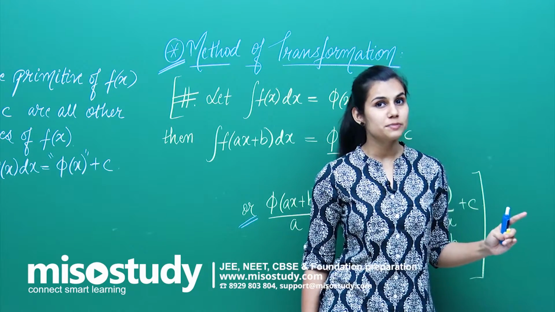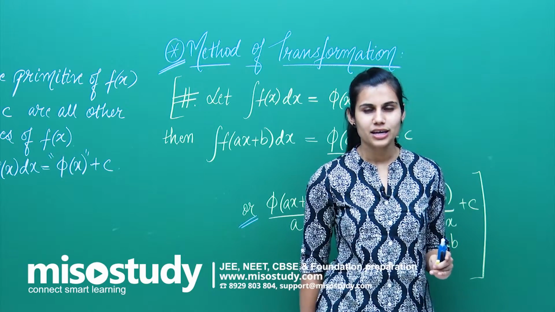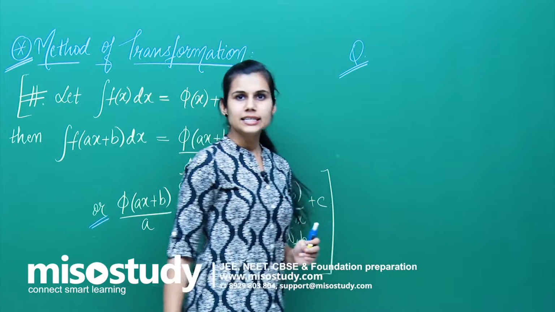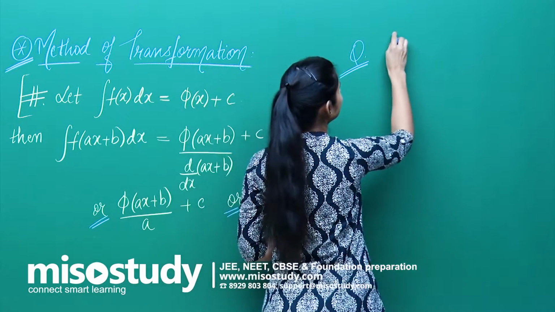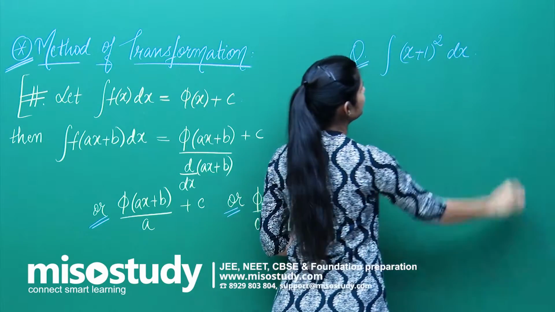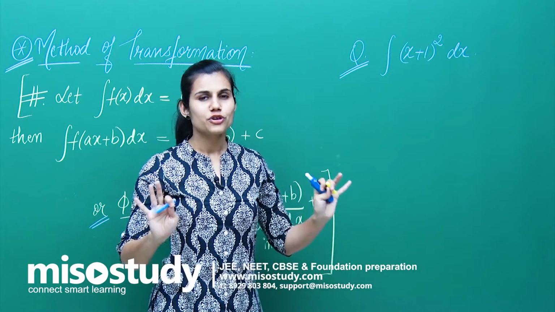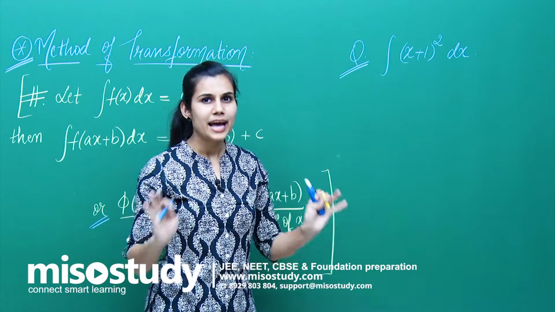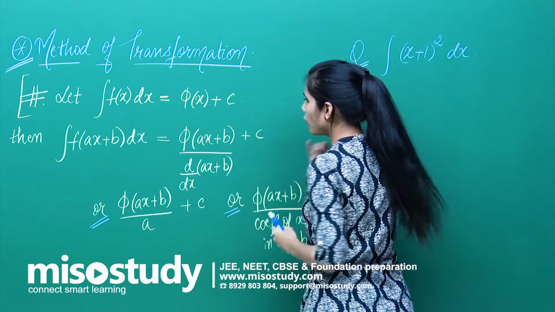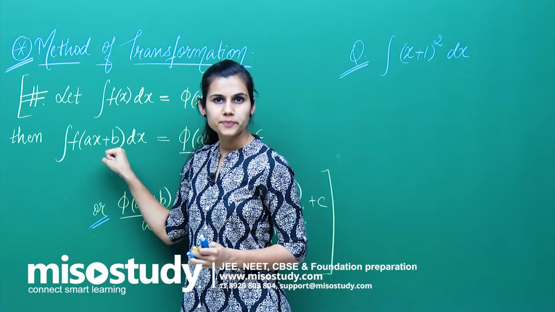Again, before actually starting this method of transformation, there is a piece of advice, a piece of note, a food for thought for you. What is that? Let me do this question and then I'm going to tell you. Suppose I am asked to find integration of (x plus 1) whole square dx. Okay, I am supposed to find this. Now just try to relax a bit, keep calm and look at the integrand carefully. x plus 1 is of the form ax plus b, where a is 1 and b is 1, right?